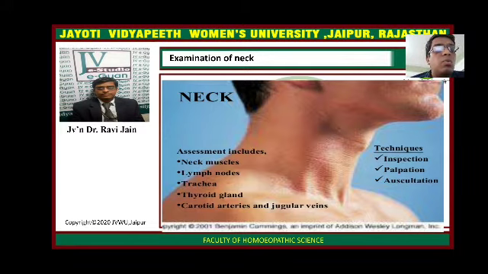The assessment includes the neck muscles. You have to check the neck muscles and lymph nodes. You have to examine the lymph nodes of the face and the neck simultaneously. You have to check the position of the trachea by doing the 3-finger method that we are going to discuss in the laboratory itself. You have to see the thyroid gland, and you have to check the carotid arteries and jugular vein. So all these things are included in the examination of mouth, oral cavity and neck.